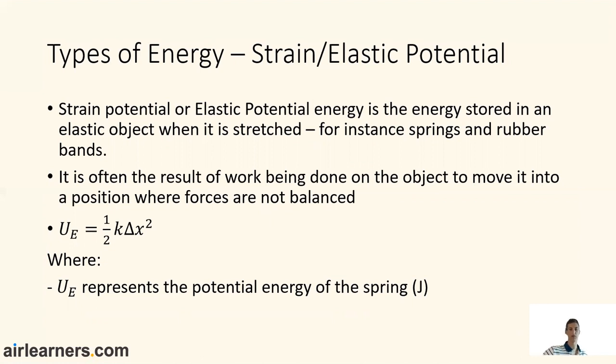Now it's important to note that it's the delta X squared, not just X, because when you get a change in displacement, you have to square the final one and the initial one separately. So UE represents the potential energy of the spring, and that's in joules, and K and delta X are defined as in the previous slide.